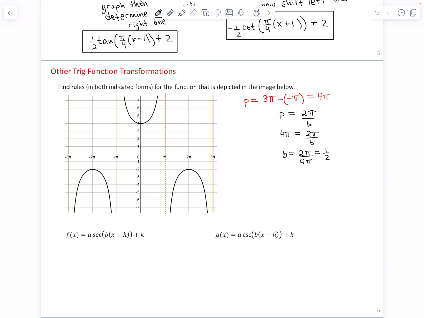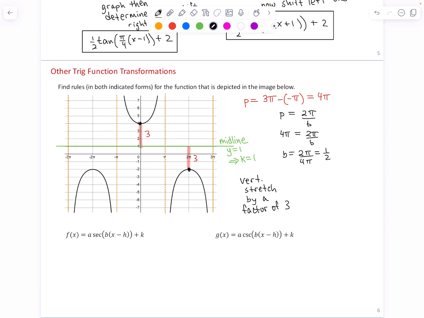Now notice that we have a minimum at height 4 and a maximum at height -2. The midline will be halfway in between these heights. You can average 4 and -2. We get 1, which means that k is 1 for a vertical shift up 1 unit. This minimum is 3 units above the midline, and this maximum is 3 units below the midline. This means that there is a vertical stretch by a factor of 3, because normally those distances are 1 unit, which tells me that a needs to be 3 or -3. We can assume that a will be +3 and then later adjust if necessary.